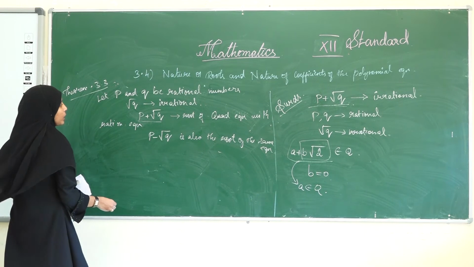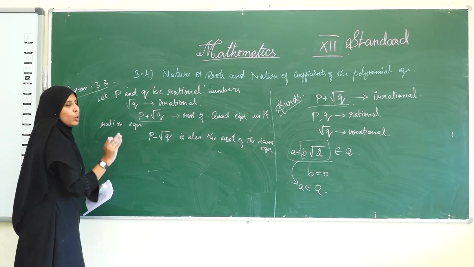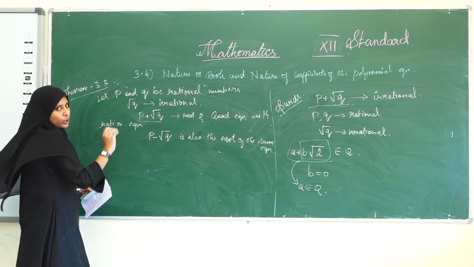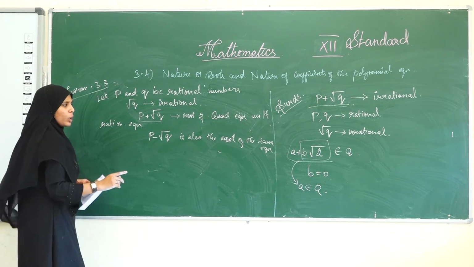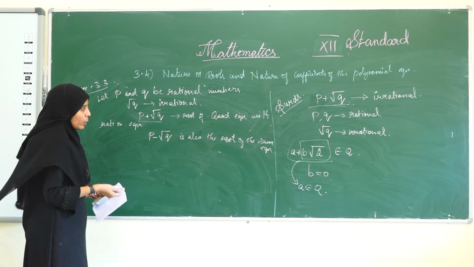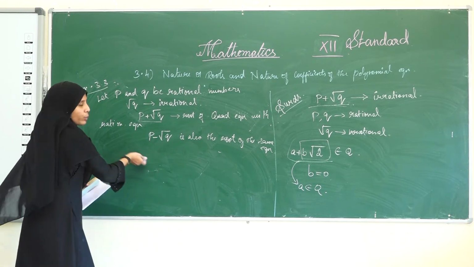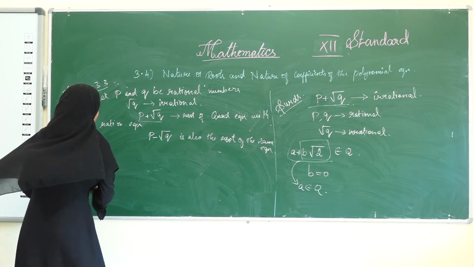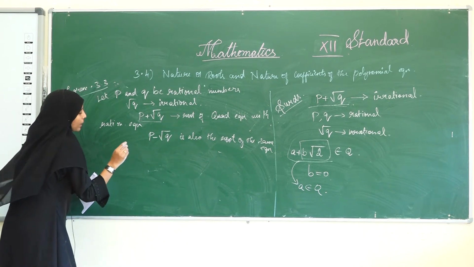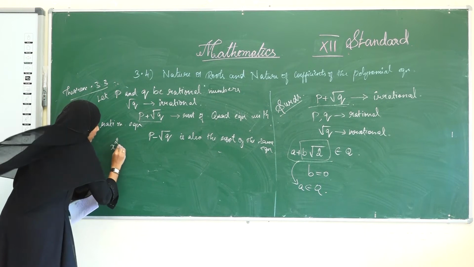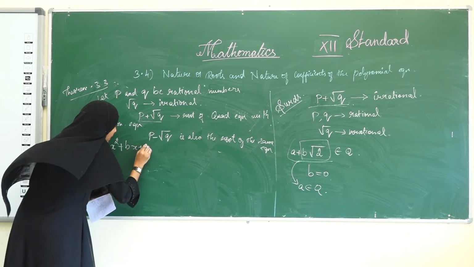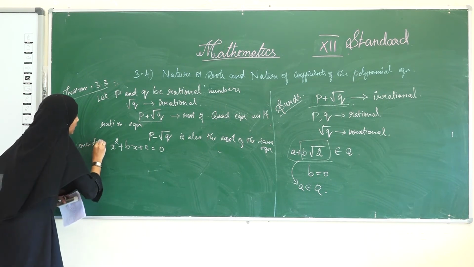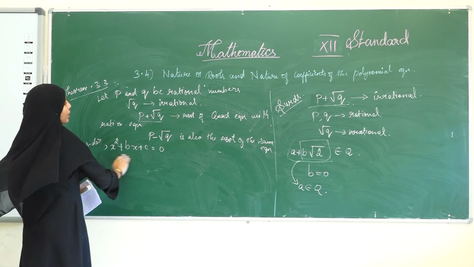Now for this, we are going to consider a monic quadratic equation. What is a monic quadratic equation? The coefficient of x square will be 1. We can also prove this for a non-monic quadratic equation in the same way that we are going to prove for the monic equation. So let us consider a monic quadratic equation, x square plus bx plus c equal to 0.